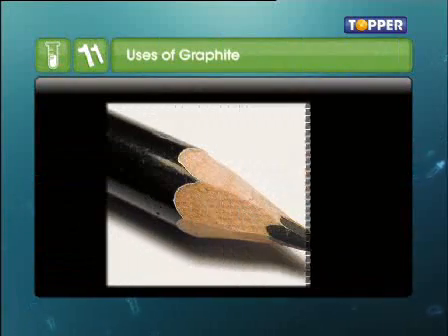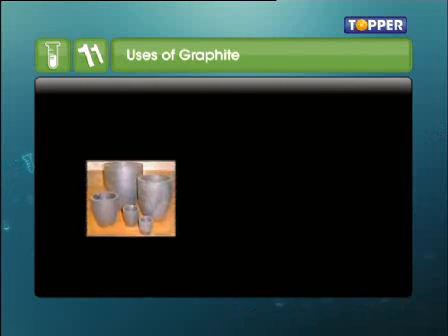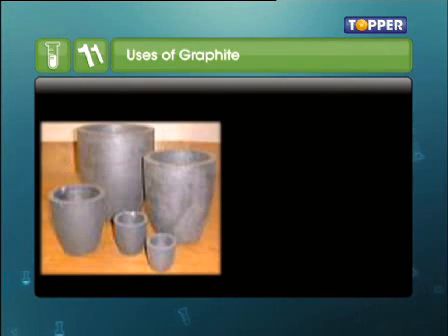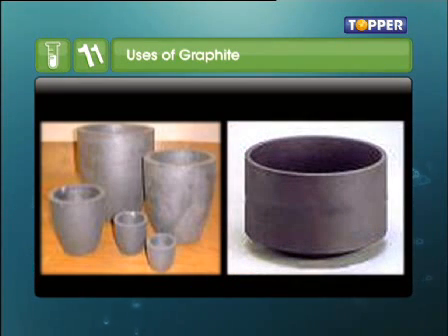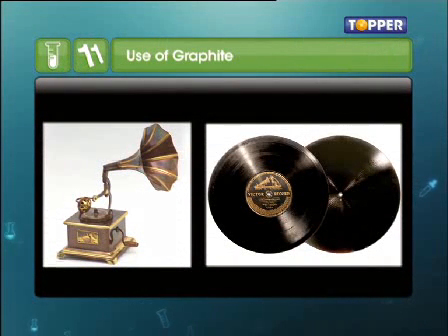Do you know that the lead in a lead pencil is actually graphite? Graphite is also used as a refractory material for making crucibles. The unique property of these crucibles is that they are inert to dilute acids and alkalis. Graphite, being a good conductor of electricity, is used in electrotyping and electrical apparatus. It is also used in the manufacture of gramophone records.